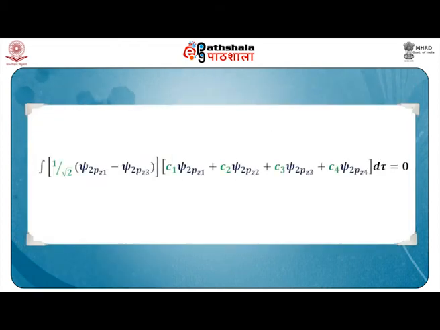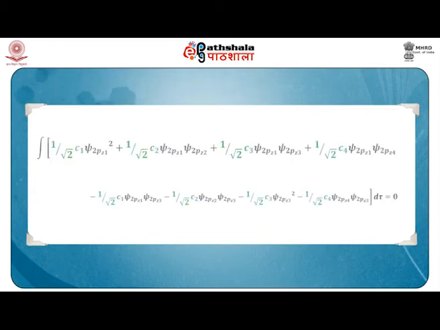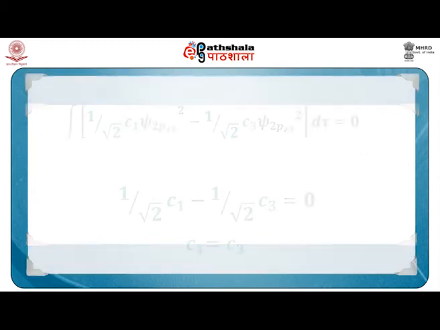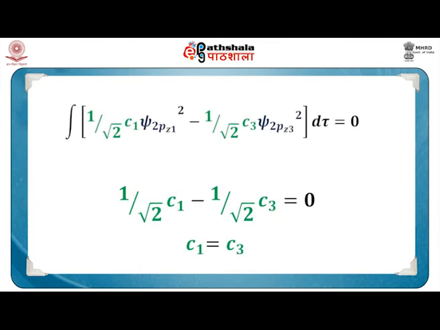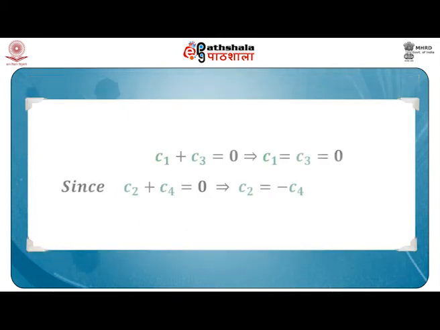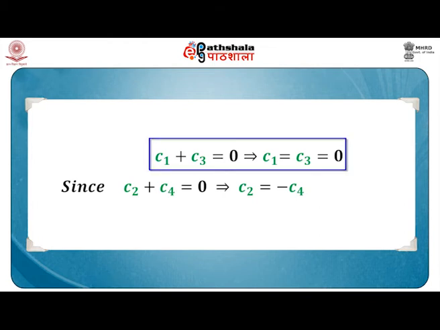Now if we substitute the value of Phi2, which we have already calculated, and put the general expression for Phi3, this equation on expansion and then further simplification of this integral, as you can see here, will lead to C1 is equal to C3. But then we also know that C1 plus C3 is equal to 0. Therefore, what is shown is that C1 and C3 both individually would be equal to 0.